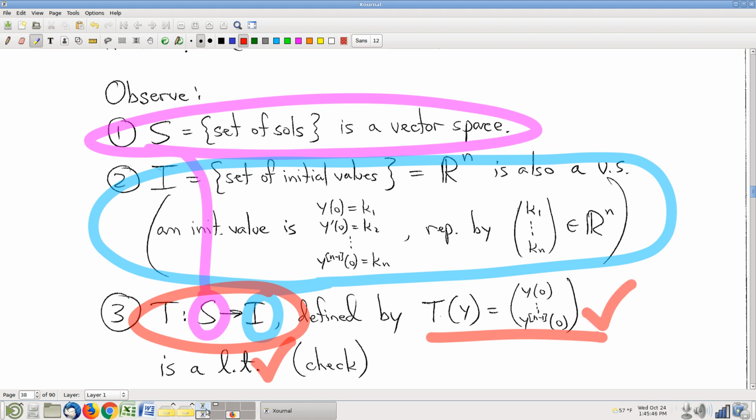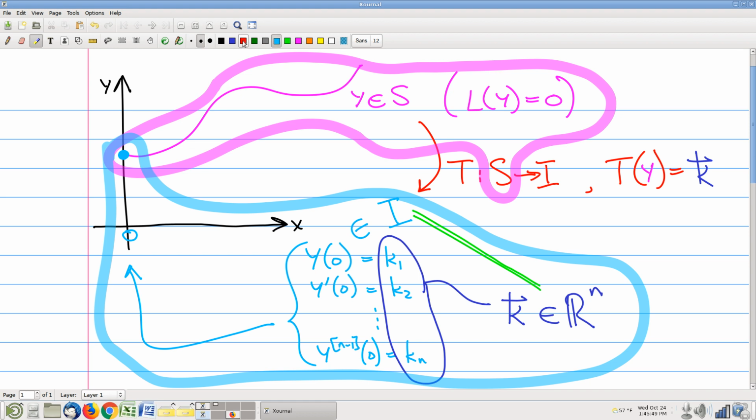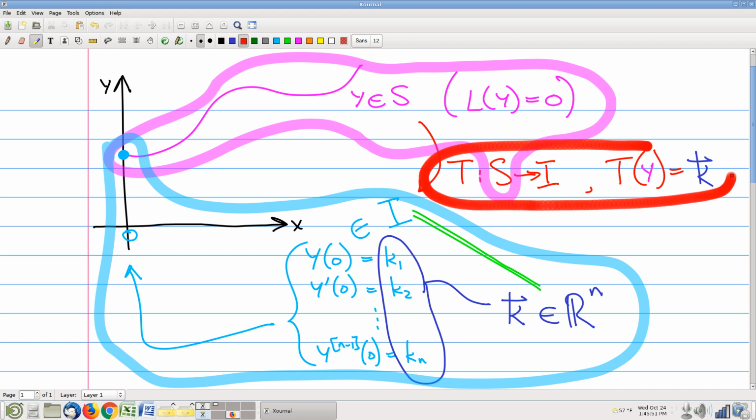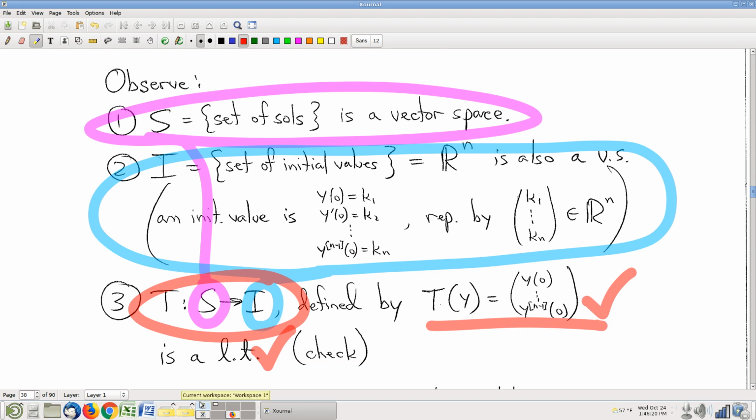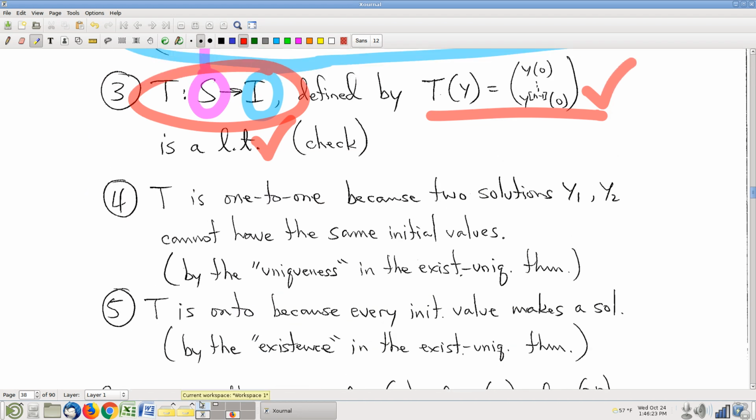So back over to here. Here is that linear transformation. There we go. Okay, so given a solution to the differential equation in purple, as an input, the corresponding output is what is the corresponding initial values. Okay, now what do we do with this linear transformation? I claim that this linear transformation is 1-to-1 and onto. I claim that this is a bijection.